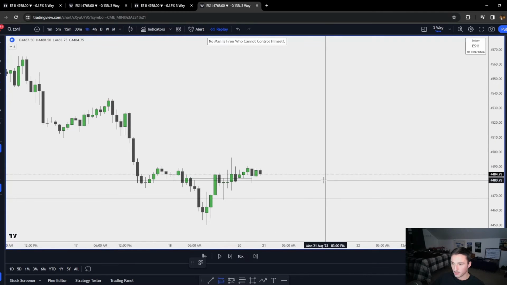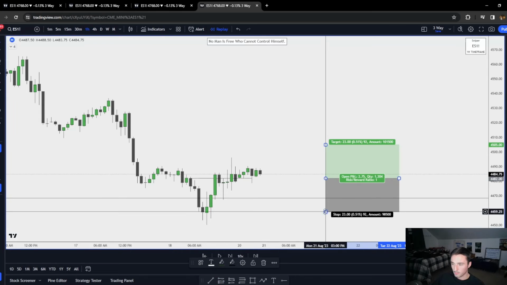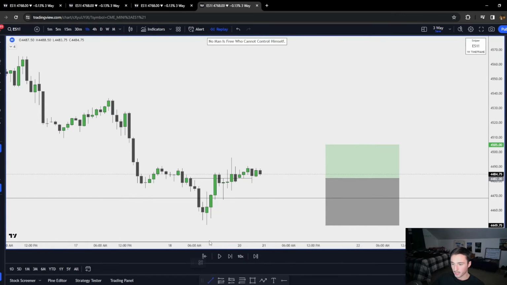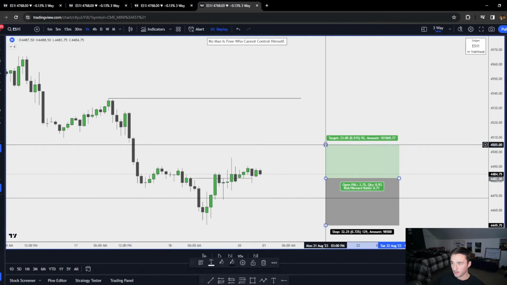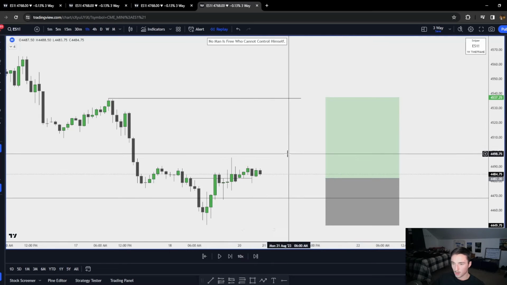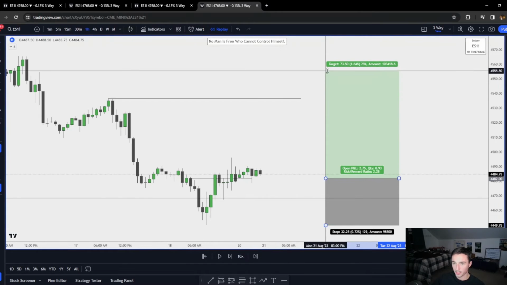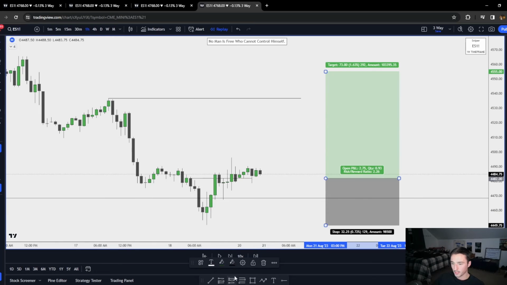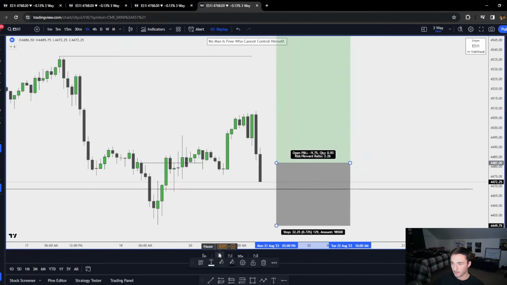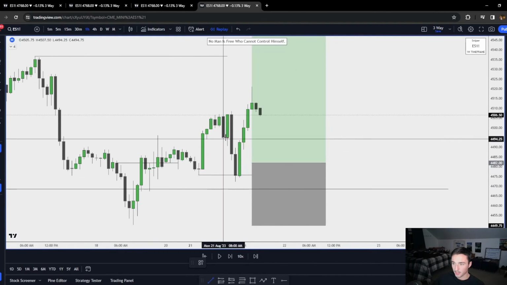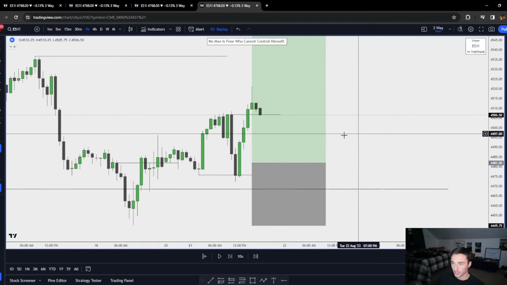Take your entry. Boom. Stop at the low. What are you targeting? This high. Not quite a 2R. So let's target this high. There's a 2R. Let's see if that fills us out. Comes down, sweeps this low. Now we have what? Another change in the state of delivery.